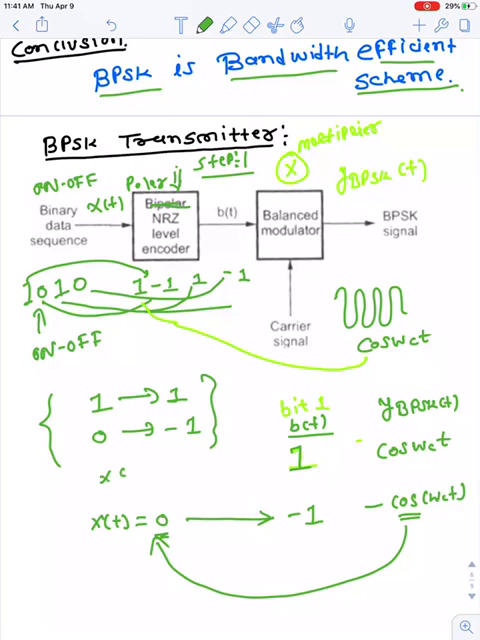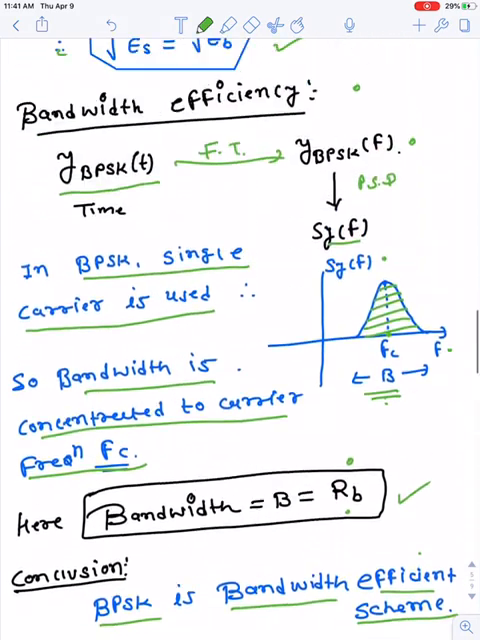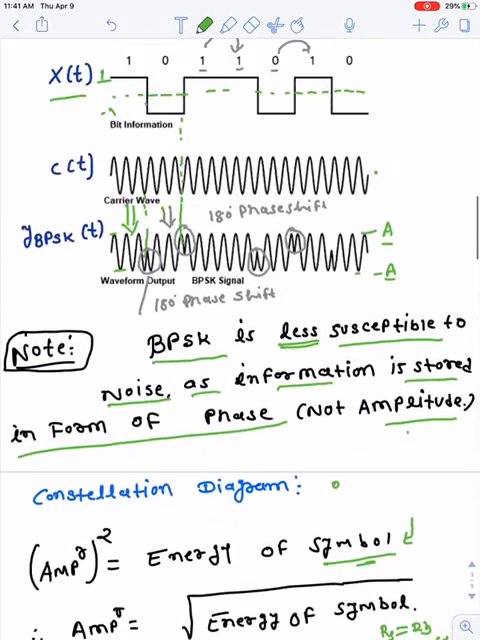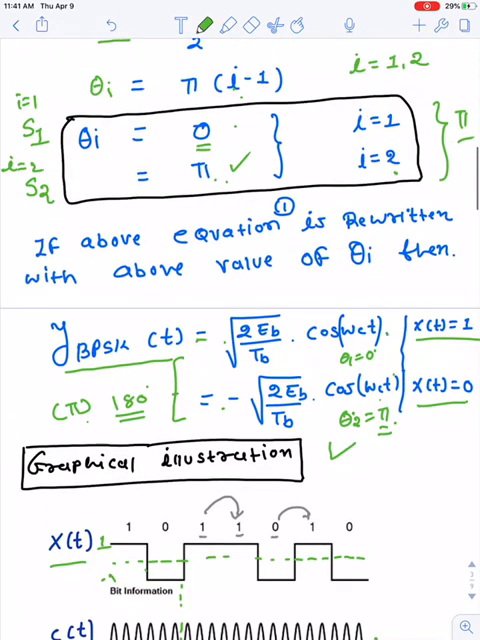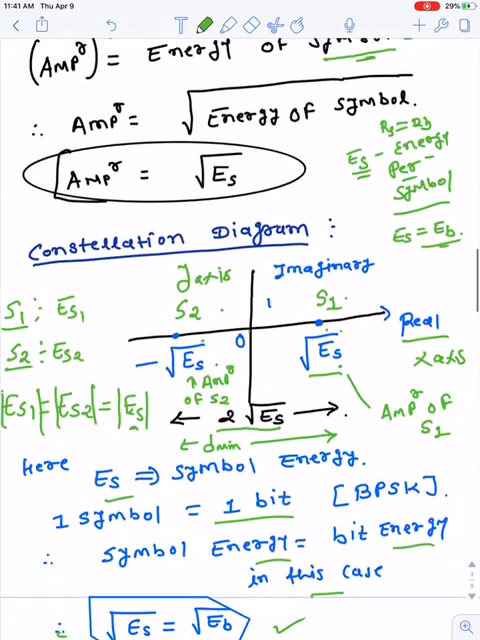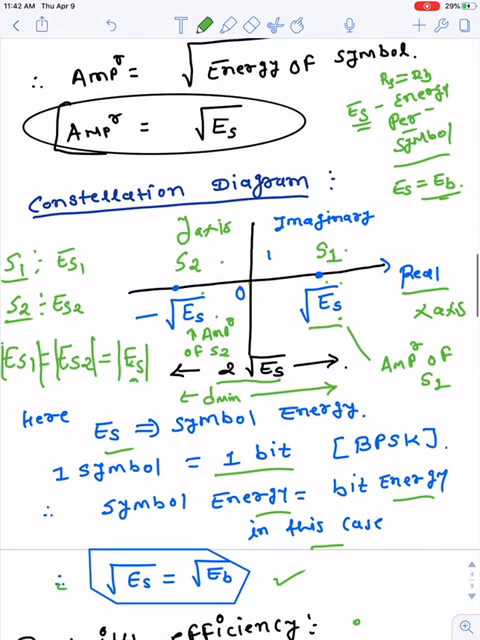So minus cos omega ct simply corresponds to 0. And if your input x of t is a 1, it remains the same after passing through the NRZ level encoder, and that gives cos omega ct. So 1 directly corresponds to cos omega ct. This is very similar to what we have discussed here. If x of t is 1, we have cos omega ct. If x of t is 0, we have cos omega ct, but with a negative sign. So that we can understand.